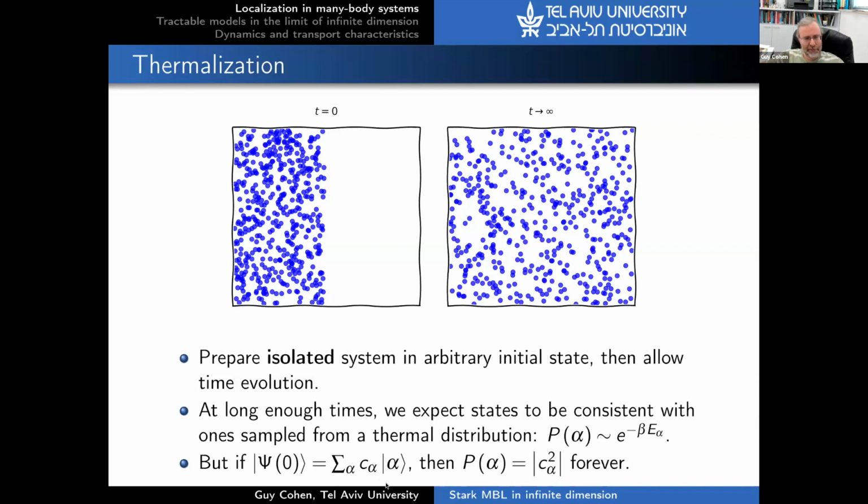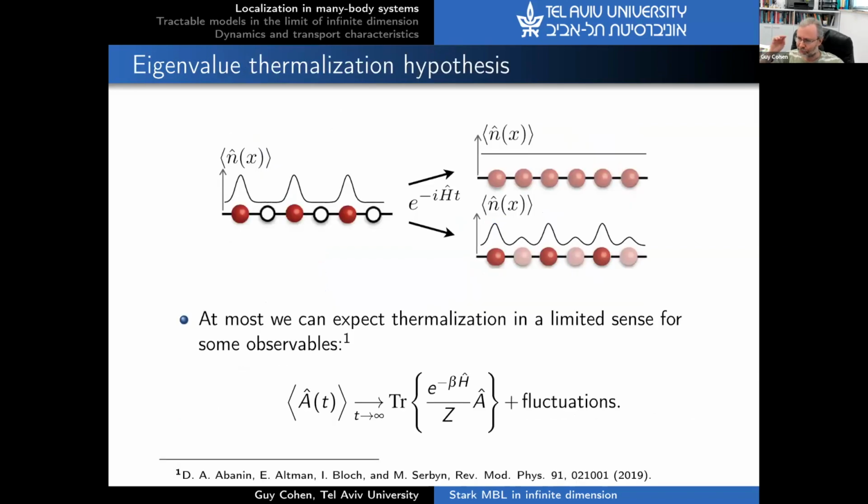But we know that quantum mechanics is linear. So actually, if I start my system in some state, I will have the same probability of seeing every eigenstate forever. If I start in an eigenstate, I'm in that same eigenstate for the rest of time. So we don't really have that concept of thermalization in quantum mechanics.